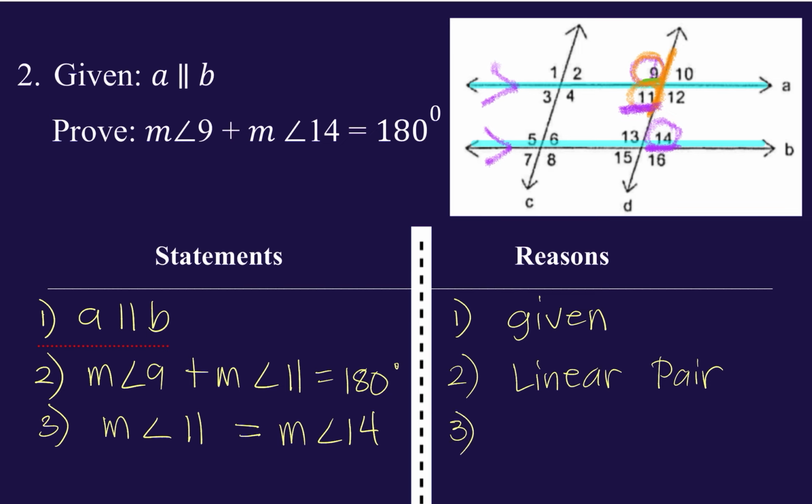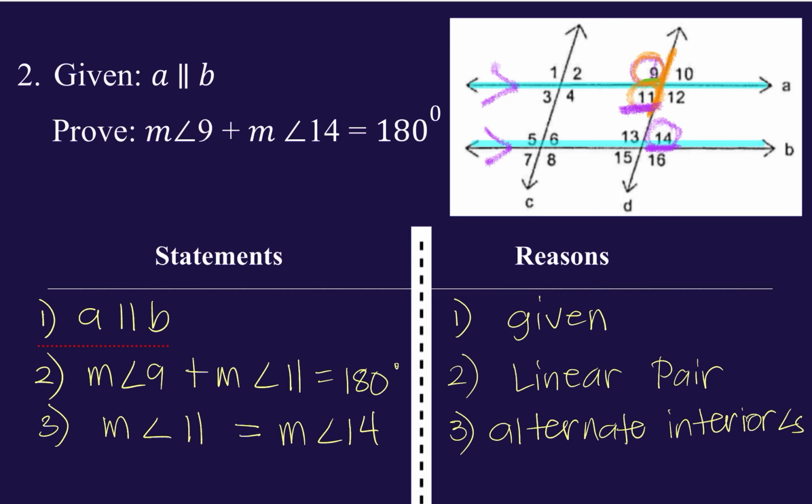And again, they're on opposite sides of line D, so that's alternate, and they're inside lines A and B, so that's alternate interior angles.